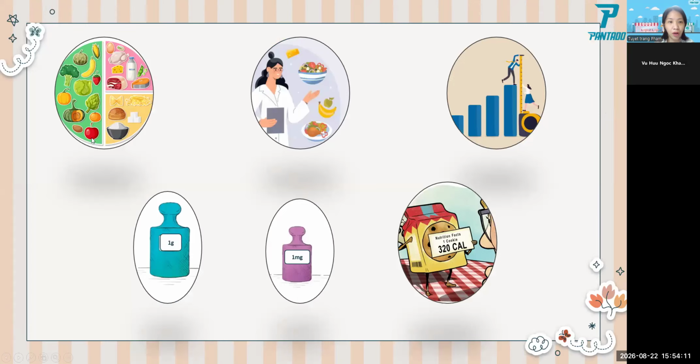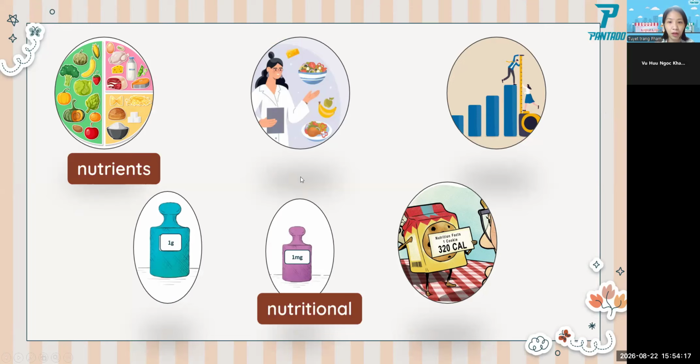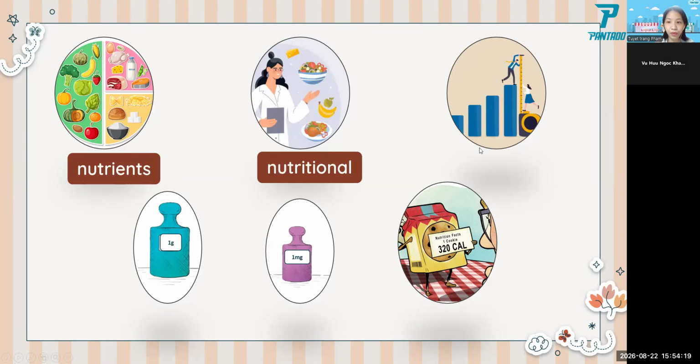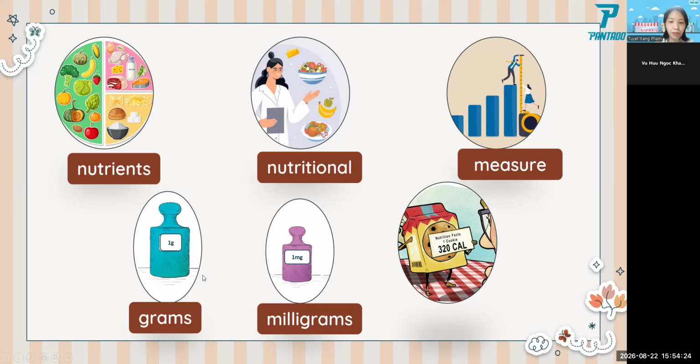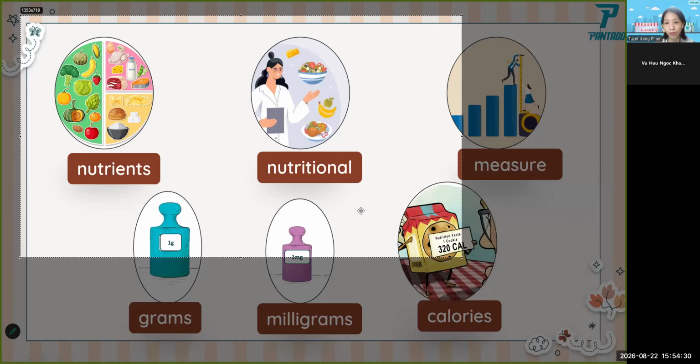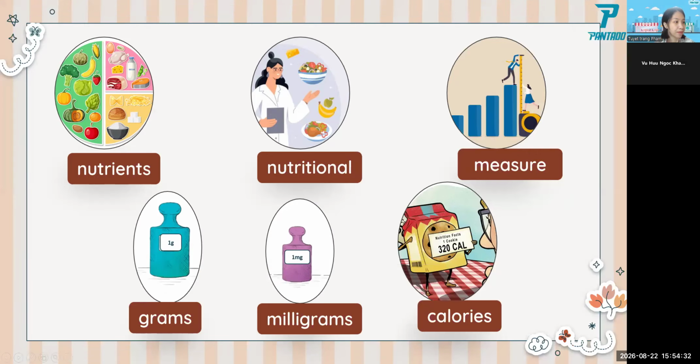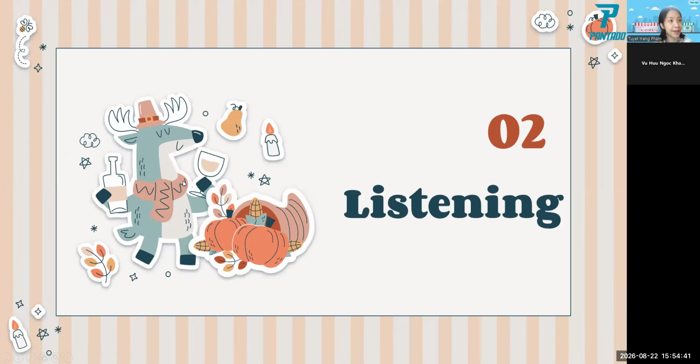Next, for the review, we have nutrients, nutritional, measure, grams, milligrams, and calories. I will send these words to you and you learn them at home. That's all for vocabulary, and now we move on to the listening.